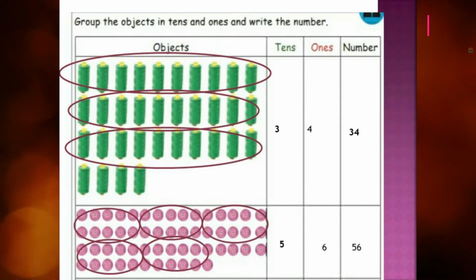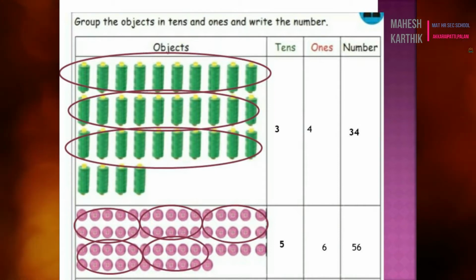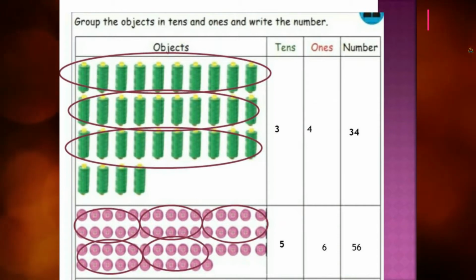Now we are going to group the objects by counting the numbers by tens and ones. If we are grouping by 10, we are getting 3 tens and 4 ones are left, so you have to write it in the ones place. So the number is 34. The total number of objects is 34.